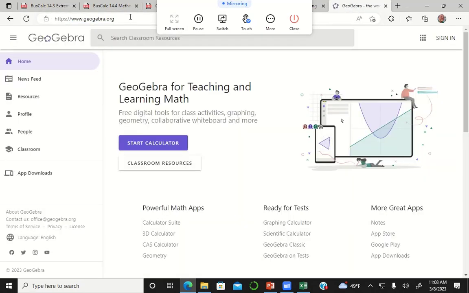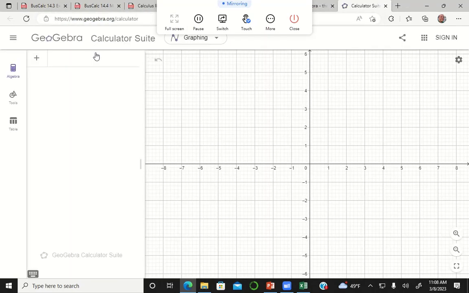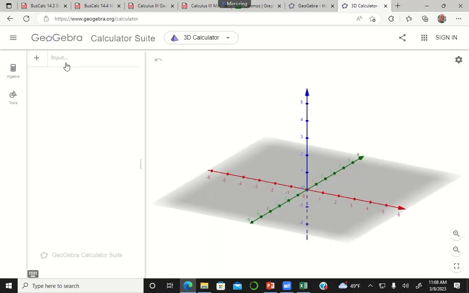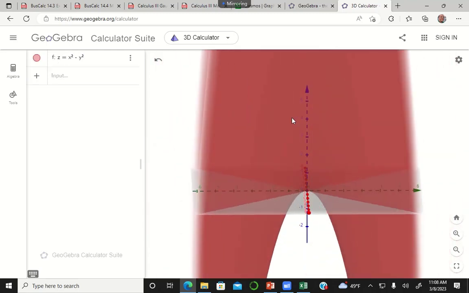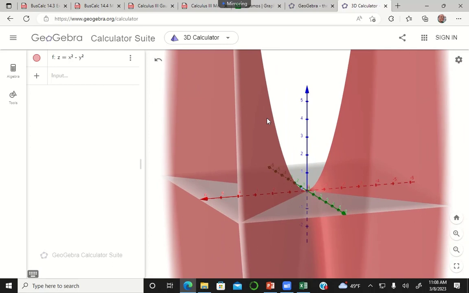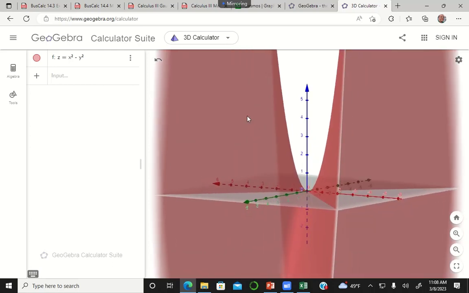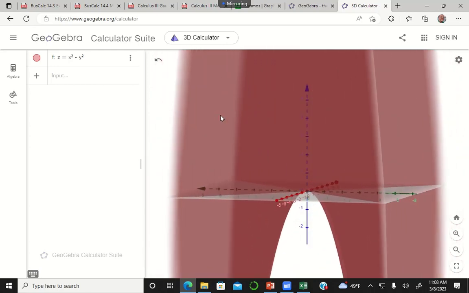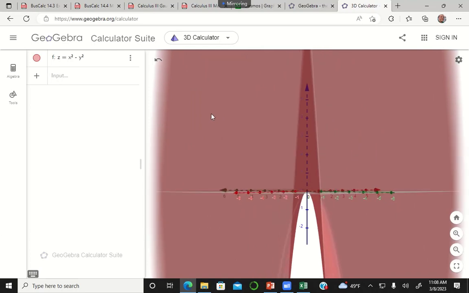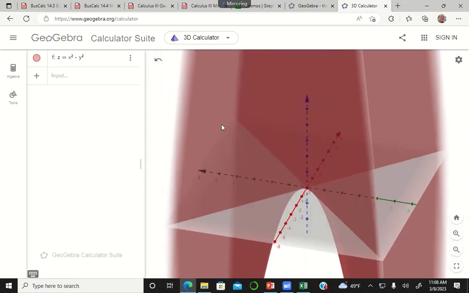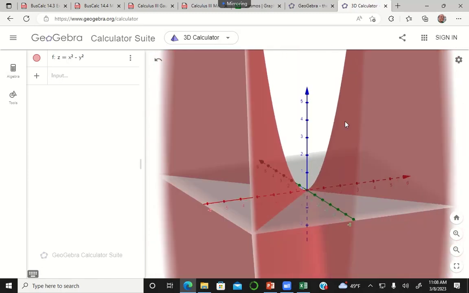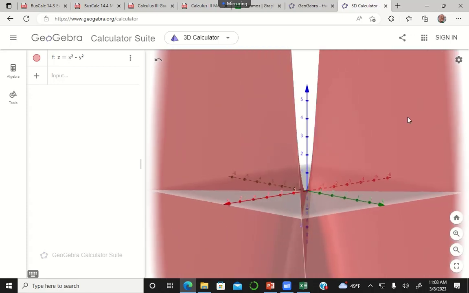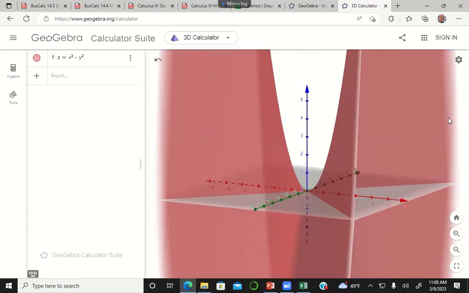GeoGebra. There we go. But for multivariable functions, I could type in something like z equals x squared minus y squared. And then that's sort of like a potato chip or a saddle shape. And so right here at the origin, I've got a critical point. So both the x partial and the y partial are equal to 0 at the origin. But that is neither a maximum nor a minimum of my function. And so that's what we call a saddle point. Again, that's brand new for multivariable functions.